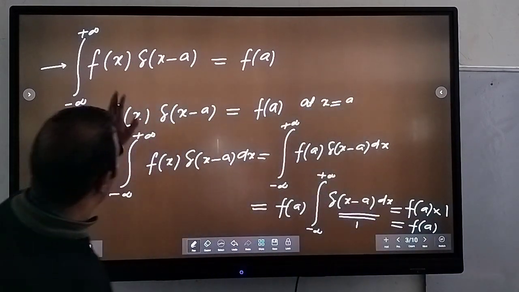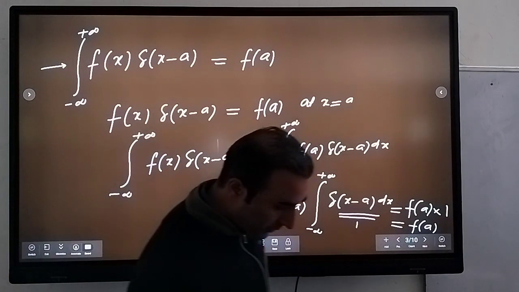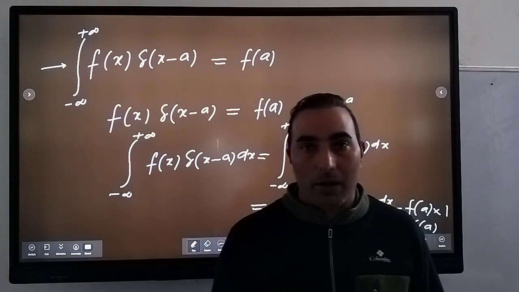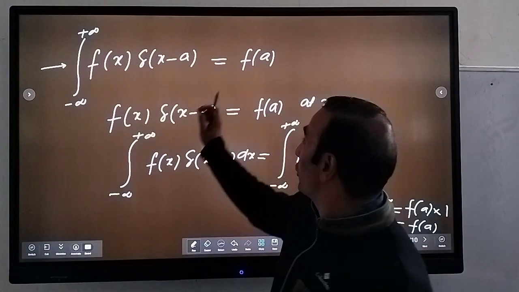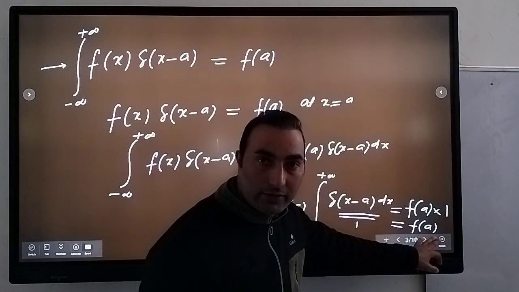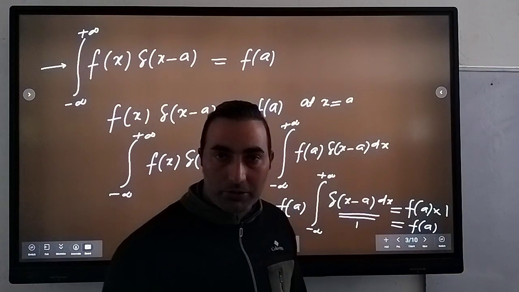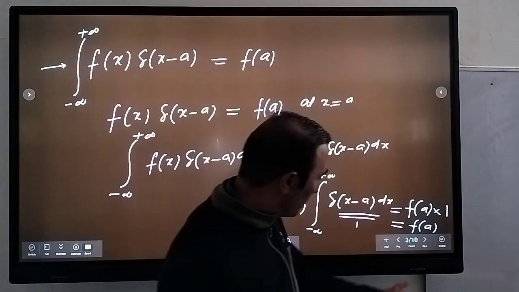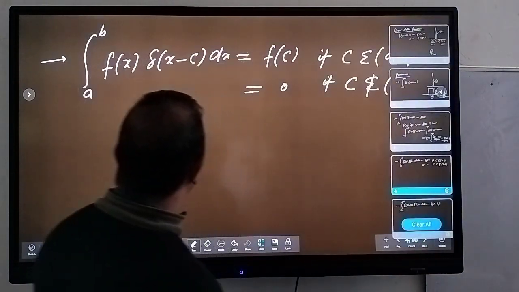So this was the second property, that the integral from minus infinity to plus infinity of f of x delta of x minus a is equal to f of a. And that's basically what we get here, f of a. So this is the second property of this delta function. And now the third property.